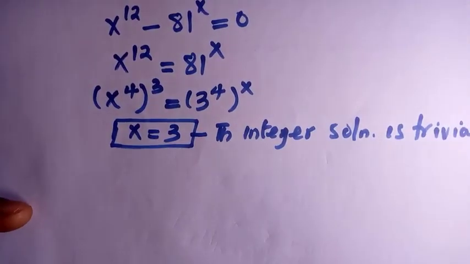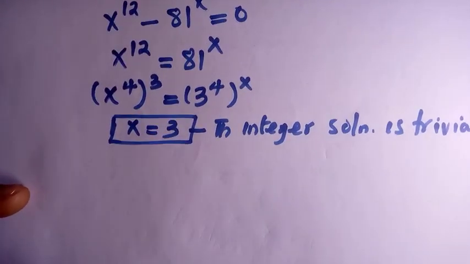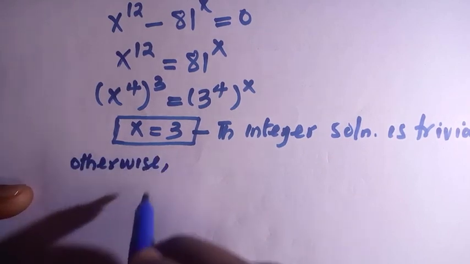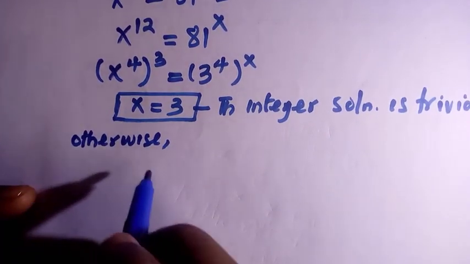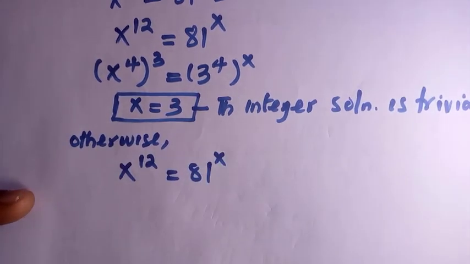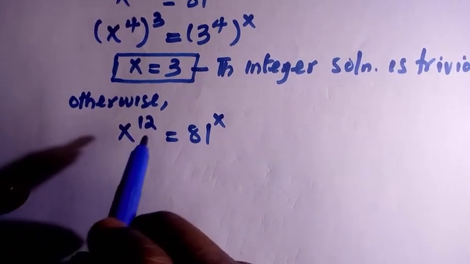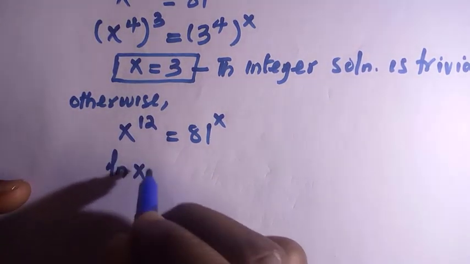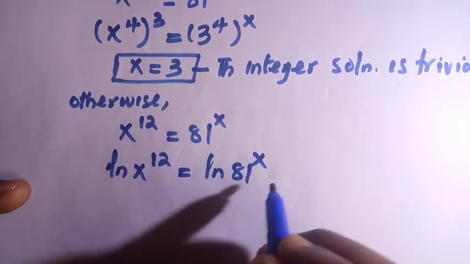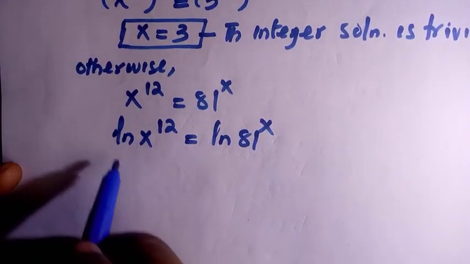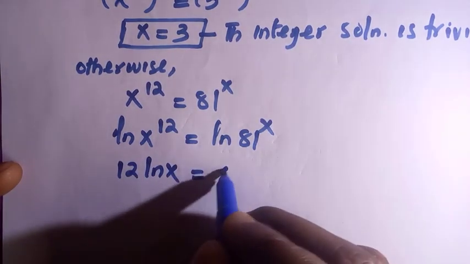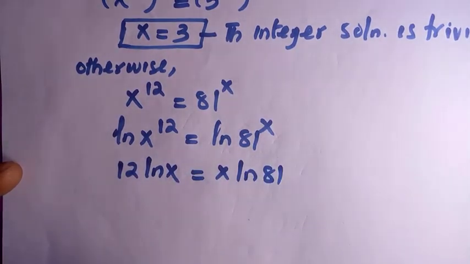So this 3 satisfies this, but in another way, if I try to bring back the equation, we are going to have x to the power of 12 equals 81 raised to the power x. And if I introduce logarithm to both sides, we have ln of x raised to the power 12 equals ln of 81 raised to the power x. By rewriting this as 12 ln x equals x ln 81.